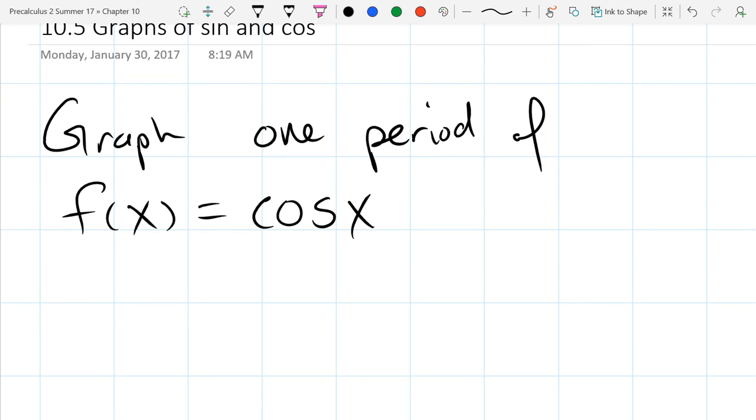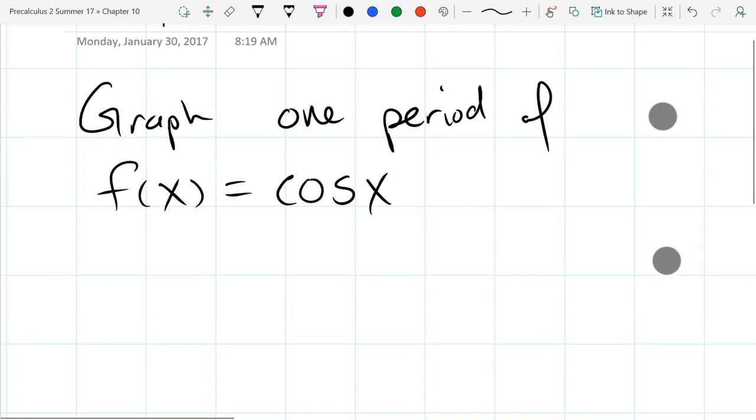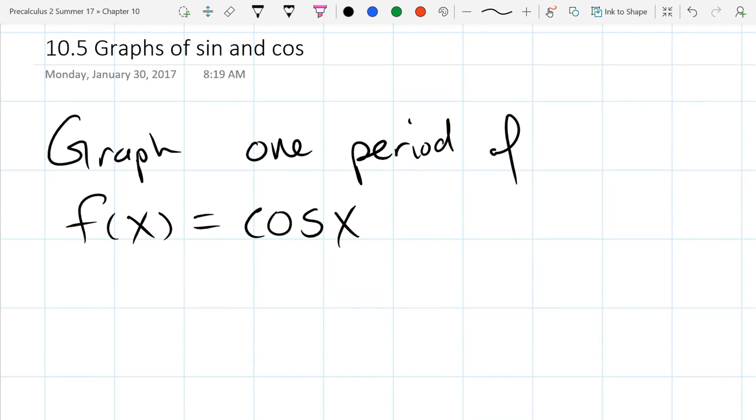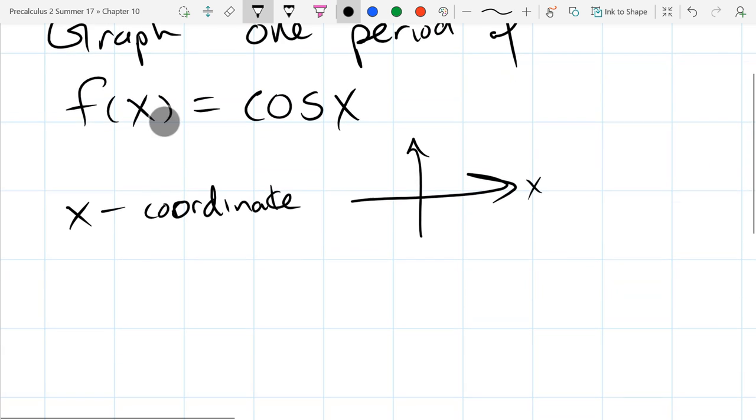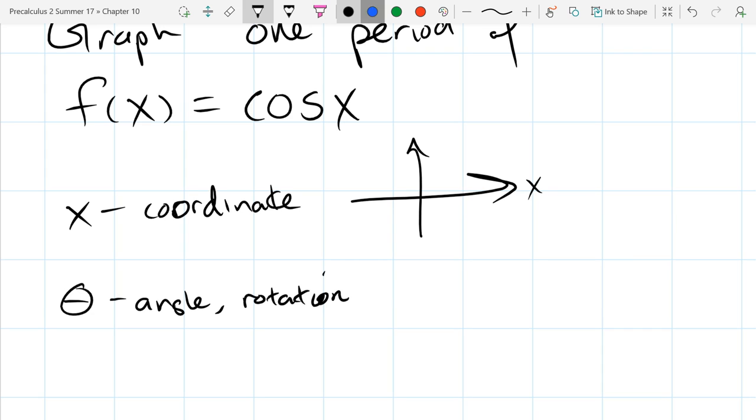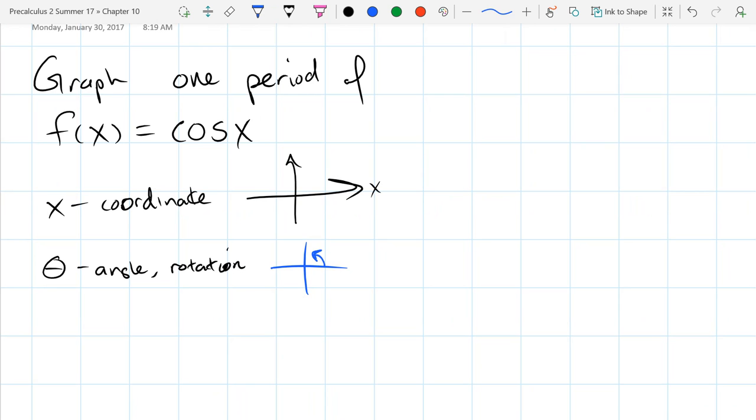So the first issue we're going to have is that you see x here twice. This x refers to the x-coordinate on the graph. The problem is cosine is defined with its input as an angle, not as an x-coordinate. So x-coordinate, it's measured on the x-axis. Theta is an angle measure, and it measures rotation. So what we've done up to this point, we've been concerned with rotating. So this is a switch we're going to have to make.